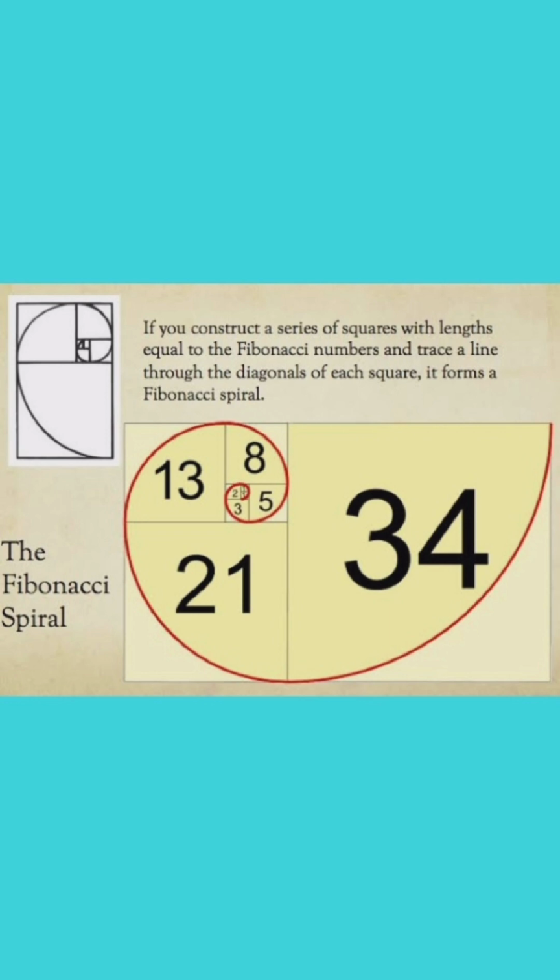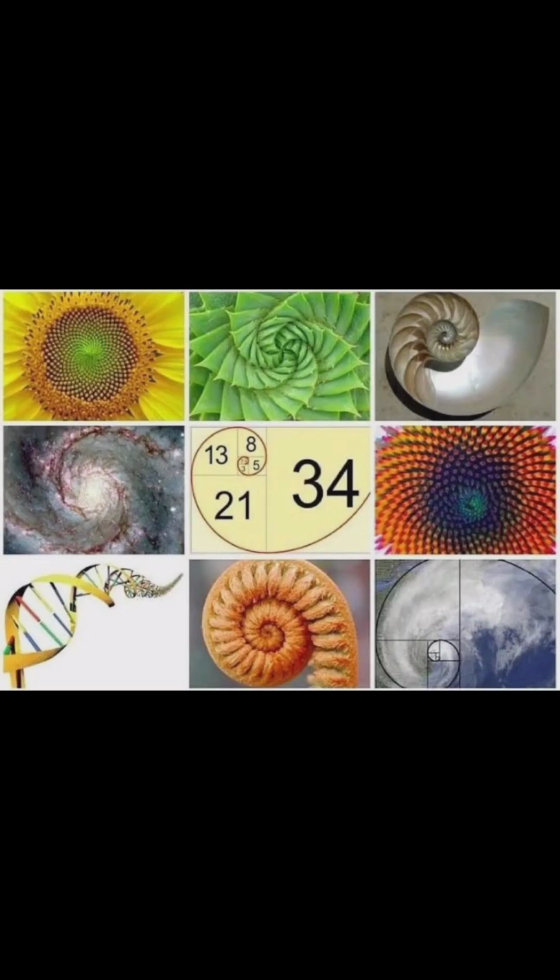Another important aspect of the Fibonacci series is the Fibonacci Spiral. Before we go ahead, let us see what this Fibonacci Spiral is. If you construct a series of squares with lengths equal to the Fibonacci numbers and trace a line through the diagonals of each square, it forms a Fibonacci spiral. We see these spirals in various places.